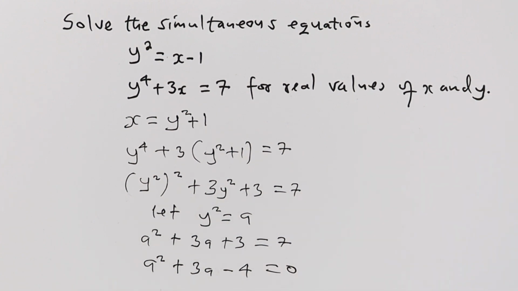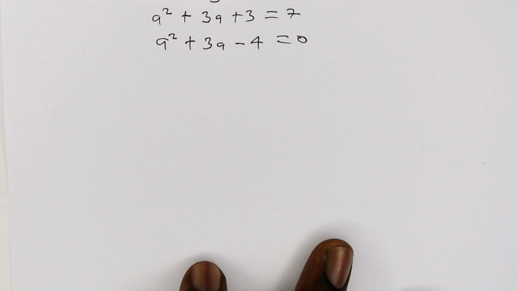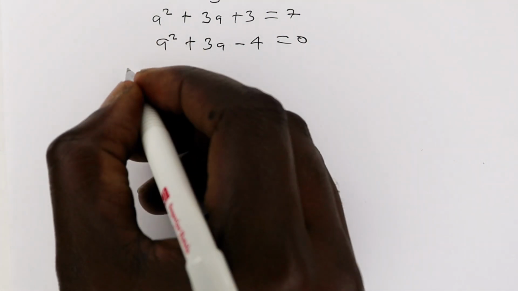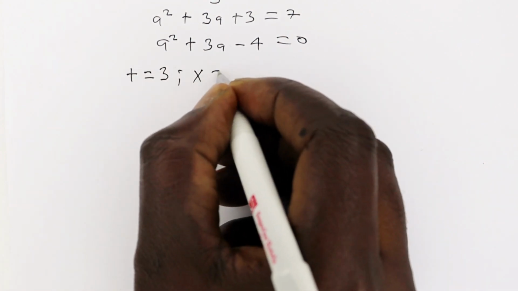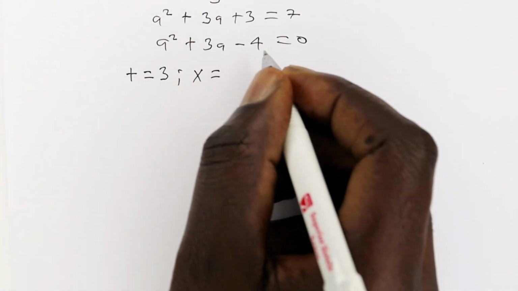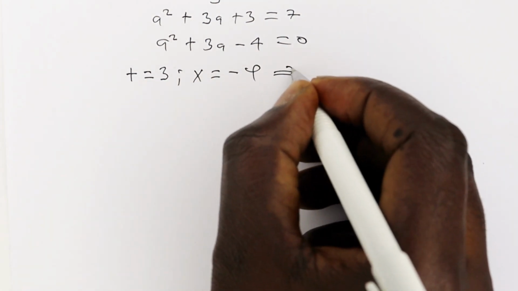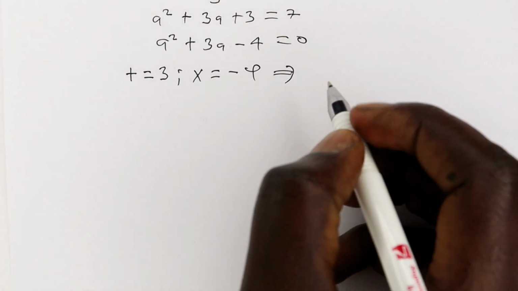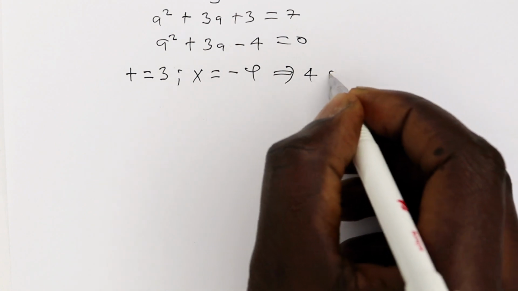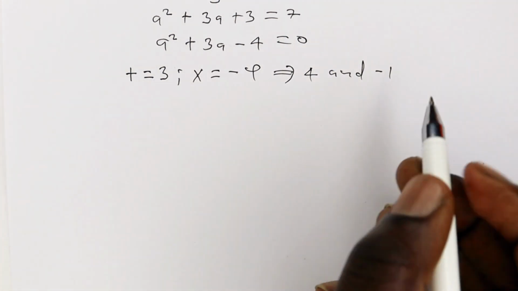So this is a quadratic equation which we can solve using any of the methods. So let us use the factorization method. To use factorization method, we are going to look for two numbers whose sum is the same as b, and b in this case is 3, and their product is the same as a times c, that is 1 times negative 4, which is negative 4. You're going to find that these two numbers are 4 and negative 1. So just split 3 into 4 and negative 1.